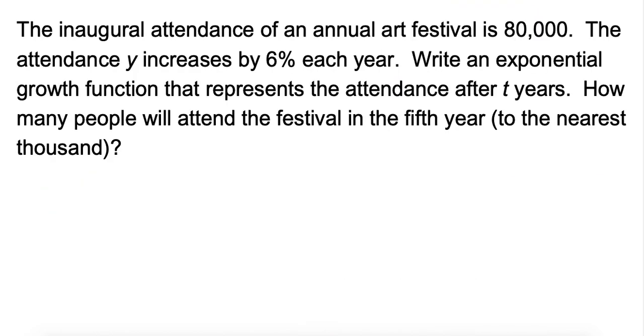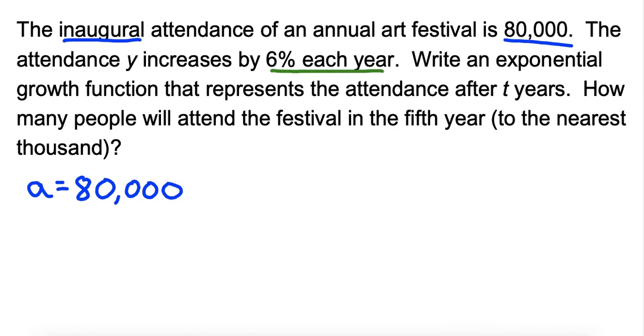So when we want to deal with a story problem, we need to find that a, that r, that t, and find the different pieces so we can write our equation. We've got the inaugural attendance is 80,000. Inaugural means like the starting, the first. So that means that A, our initial amount, is 80,000. It says it increases by 6% each year. So the r, the growth rate, is 6%, but we need that as a decimal, so we'll write it as 0.06.